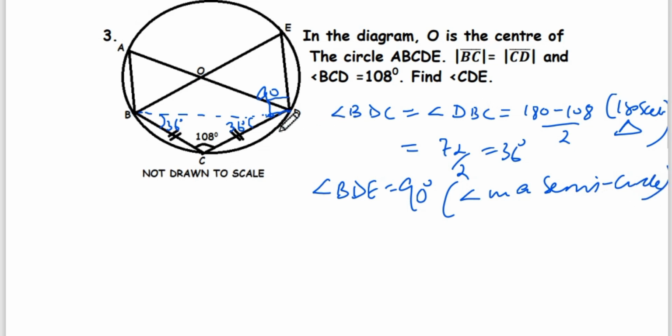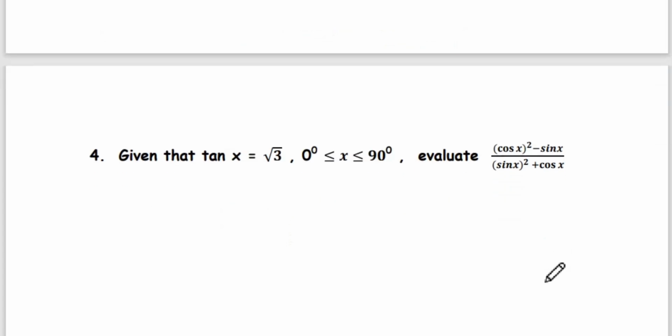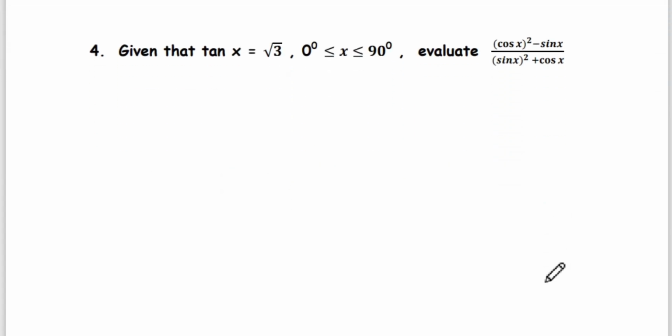So this entire angle now, angle CDE, will be this 36 plus this 90. So angle CDE is equal to 36 plus 90 degrees, which is equal to 126 degrees. So that's your answer.